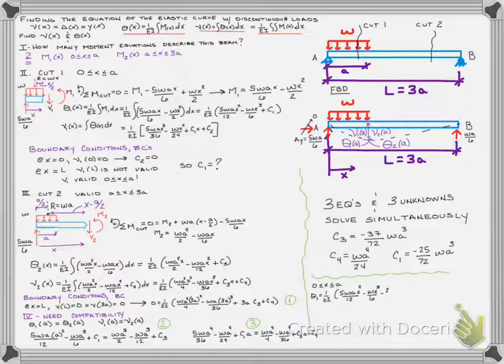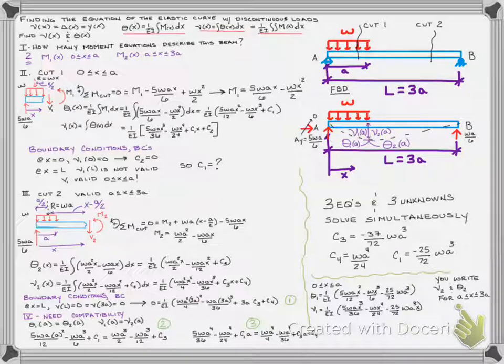We could take the step to then go back and now write what is the slope equation for cut 1, and that's just going to be plugging in C1 into our slope equation. And then our displacement equation for 0 less than or equal to x less than or equal to a, we plug in our C1 because we knew C2 is equal to 0. And just to keep you honest, I'll let you go ahead and write out what the displacement equation and the slope equation should be for the second cut, from 0 less than or equal to x less than or equal to 3a, just by plugging in C3 and C4.